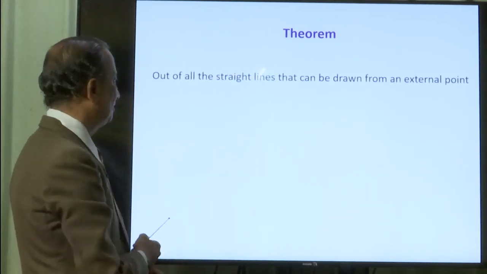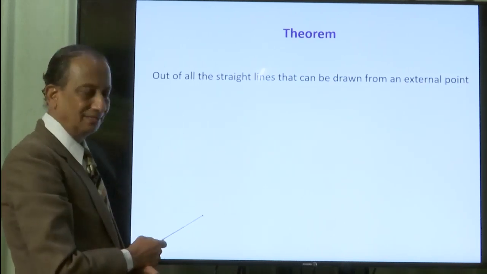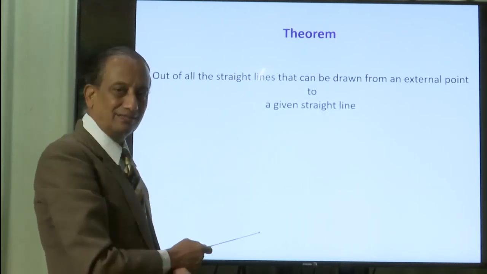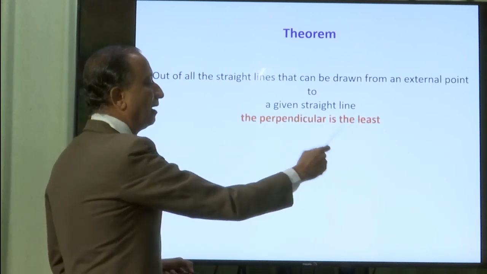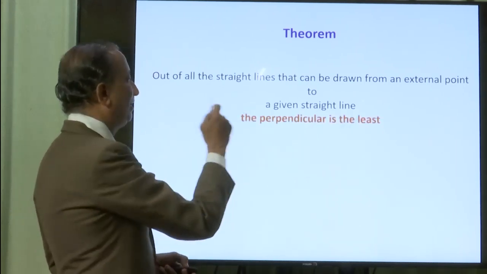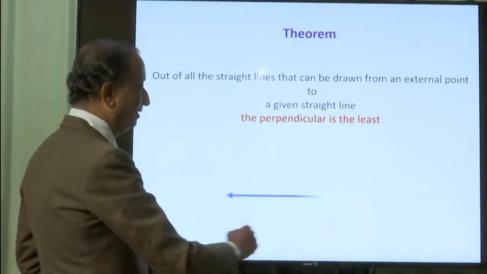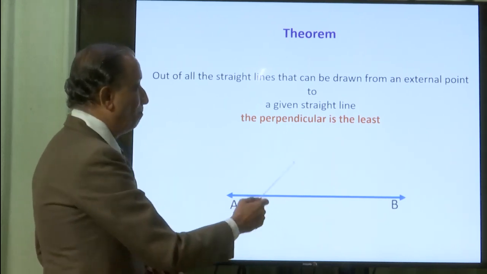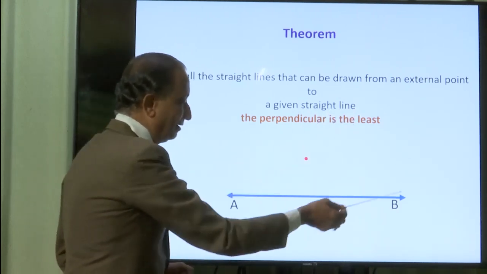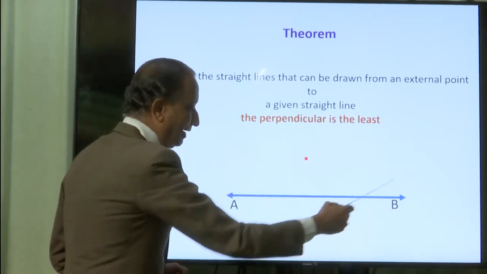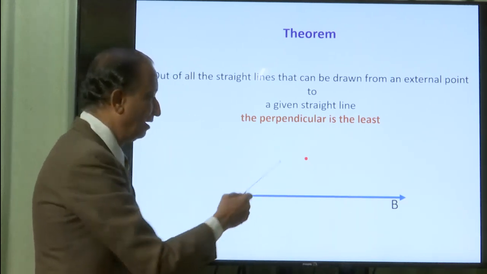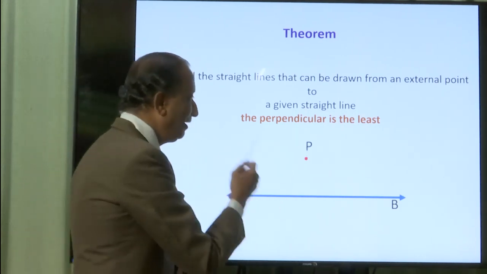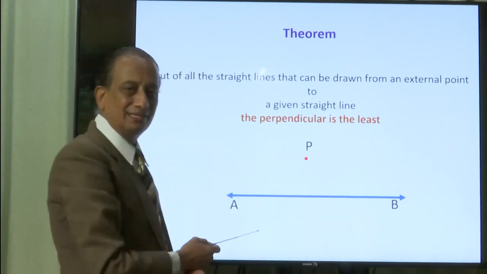The statement is this: out of all the straight lines that can be drawn from an external point to a given straight line, the perpendicular is the least. Okay, this is the statement. So, you draw a straight line like this, call it AB. Now, mark an external point anywhere, close to this, left or right or even below. Name it the point P. So, P is the external point and AB is the straight line.